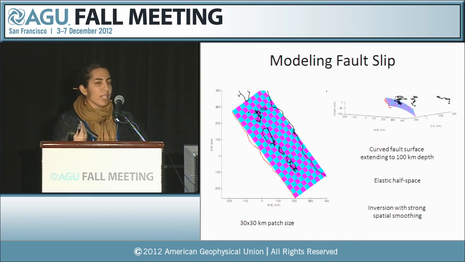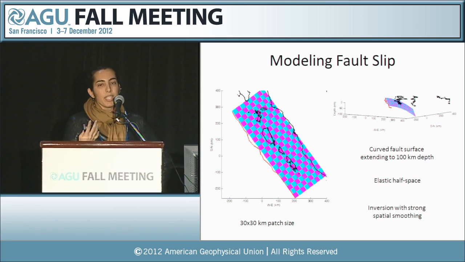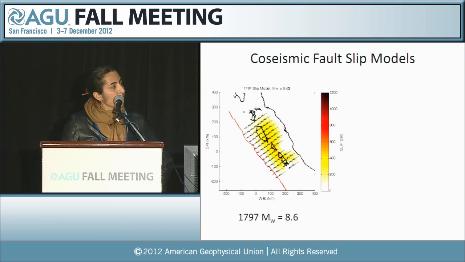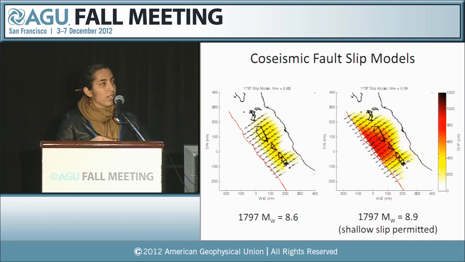To infer what these uplift patterns imply in terms of slip on the fault plane, you can use a fairly simple elastic half-space model. This is an inversion with a very strong spatial smoothing because, of course, this is a highly under-constrained problem. The 1797 slip can be matched quite well with the slip down dip of the islands. However, the data do not specifically preclude slip in the shallow portion. So these could be considered two end members, either of which can fit the data equally well.